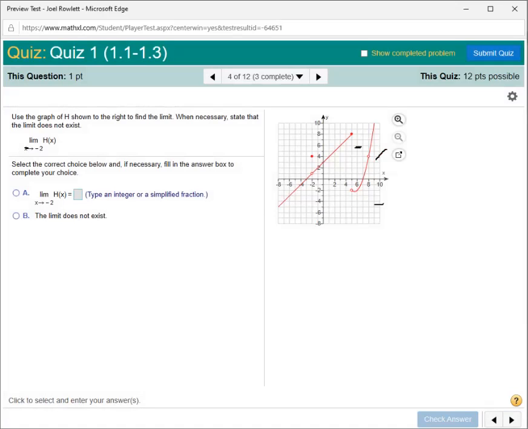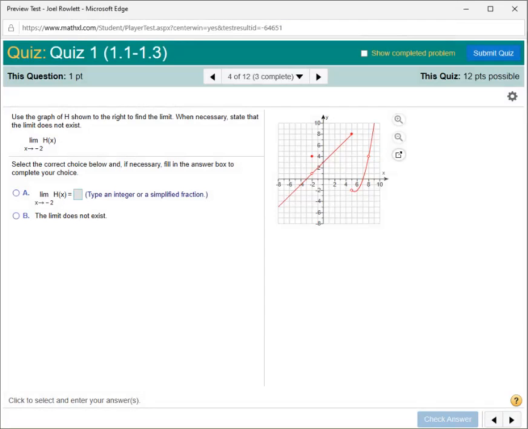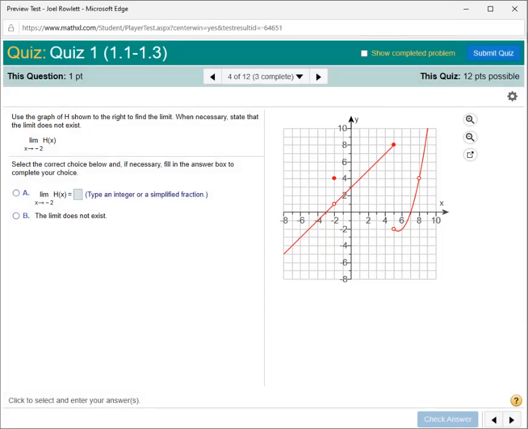Problem number 4. Problem number 4, we have, again, a piecewise defined function here. And this time they want to know, what is the limit as x approaches -2?